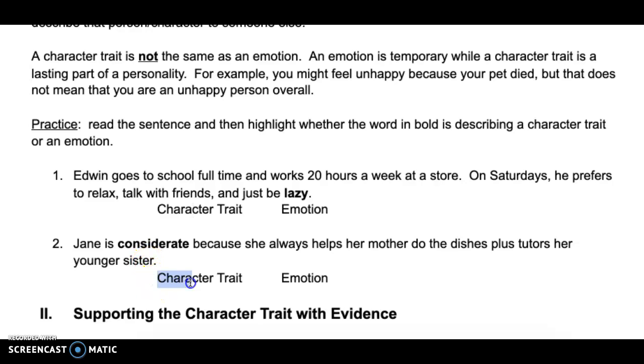All right, if you highlighted character trait, that would be correct, because she always helps her mother do the dishes, plus she tutors her younger sister. So that is being considerate as part of her personality, not just a temporary situation.